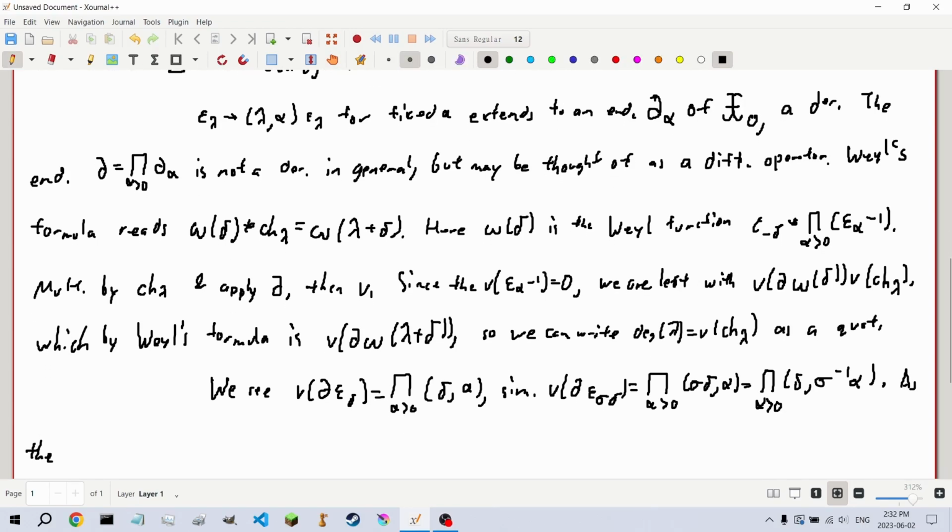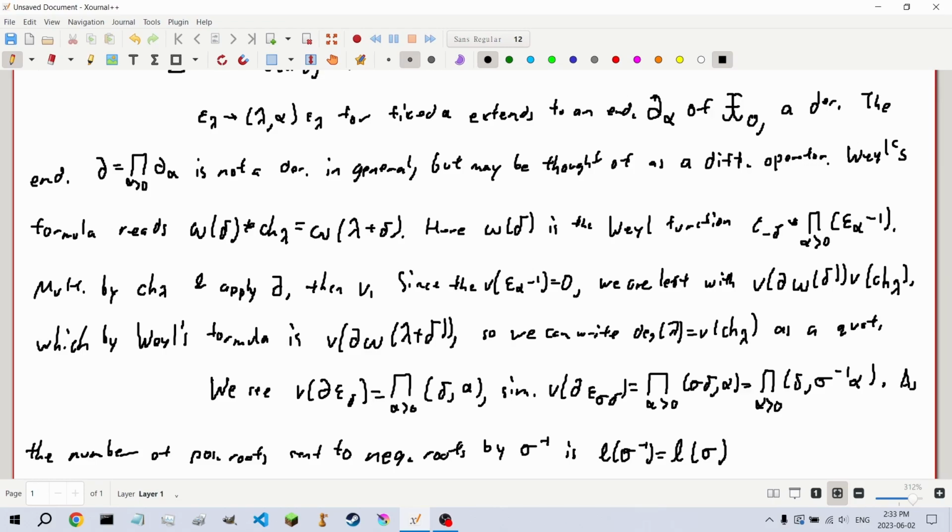As the number of positive roots sent to negative roots by sigma inverse is L of sigma inverse, which we saw is just the length of sigma, which I believe is just the number of distinct reflections generated. It's basically the length of the generating of this from reflections, so that makes sense.